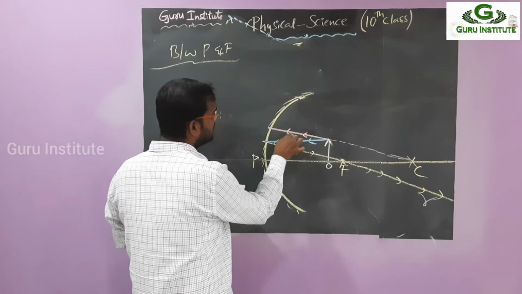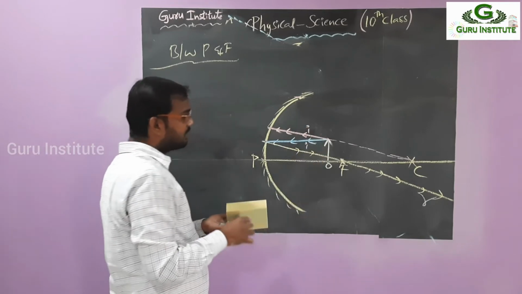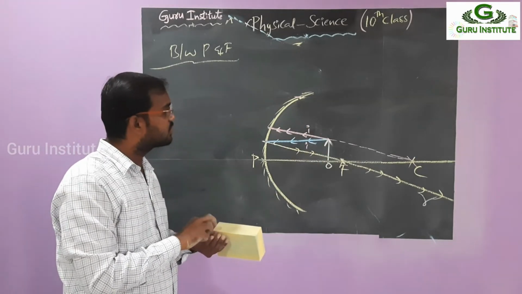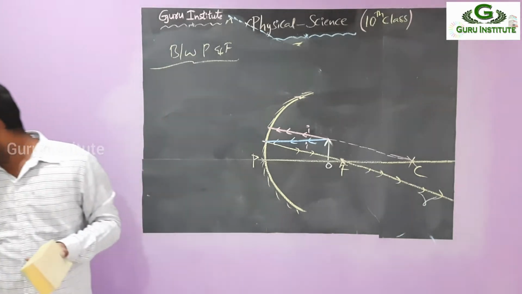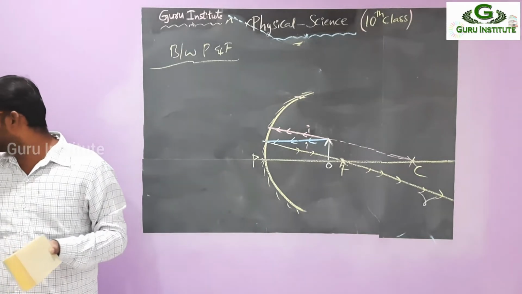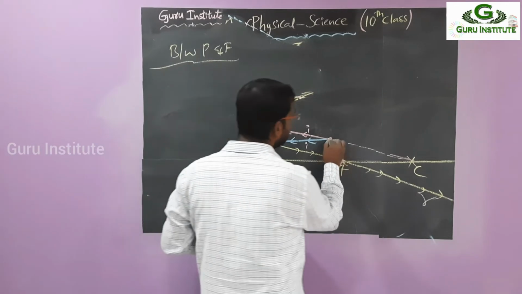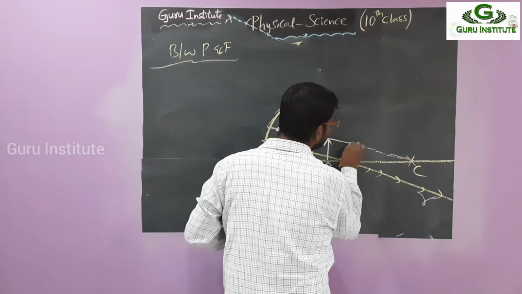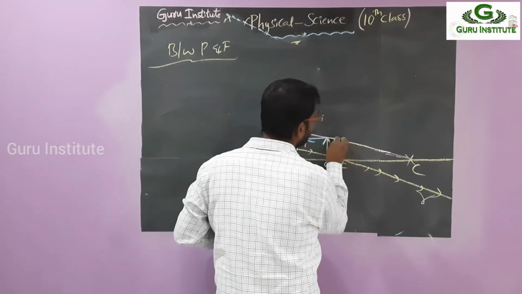So this is the incident ray. This is the first incident ray, this is the second incident ray. Then what is the passing through C case? Whenever it is passing through C, what would happen? There is no deviation, and it simply returns back, right? So it is moving like this. It simply returns back.